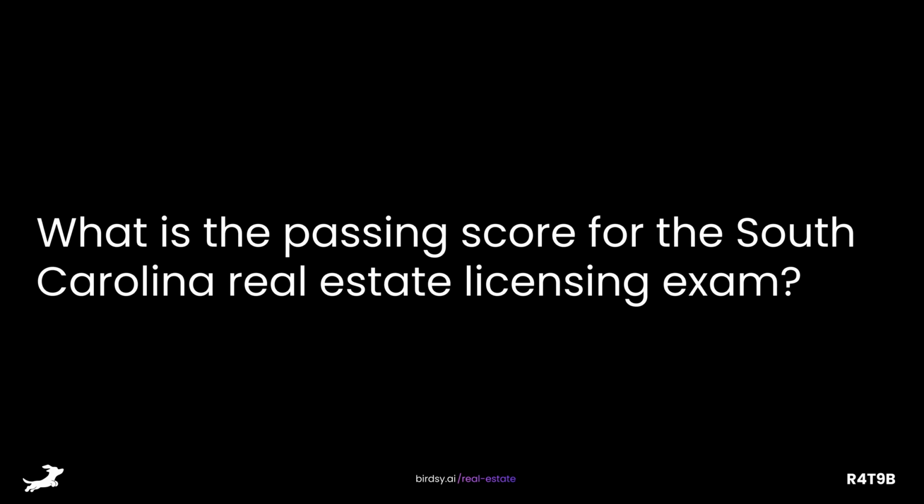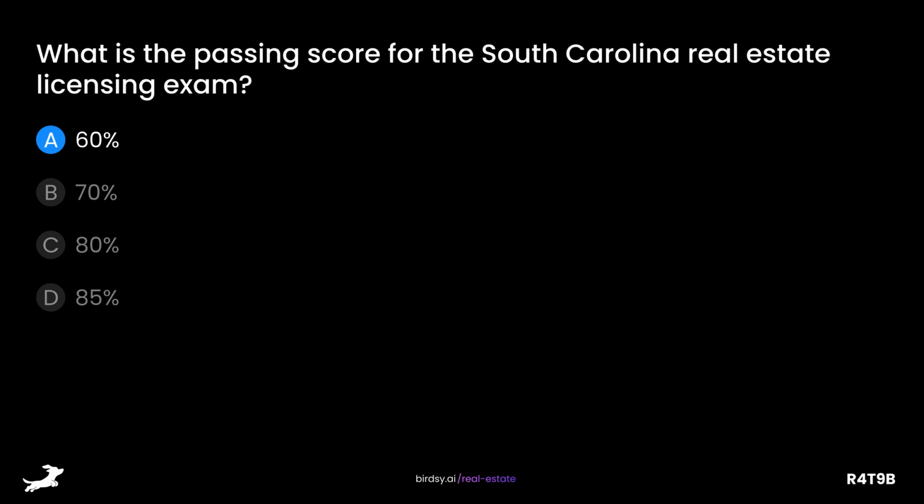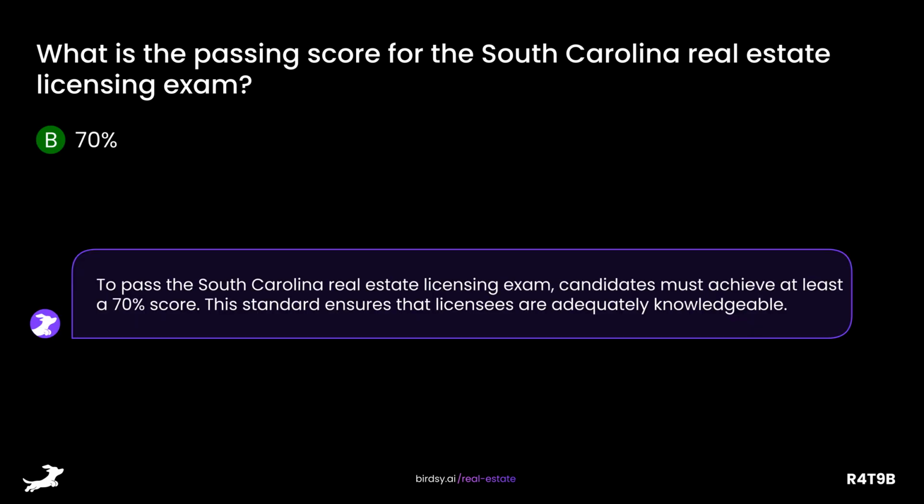What is the passing score for the South Carolina real estate licensing exam? Is it A, 60%, B, 70%, C, 80%, or D, 85%? The answer is B, 70%. To pass the South Carolina real estate licensing exam, candidates must achieve at least a 70% score. This standard ensures that licensees are adequately knowledgeable.